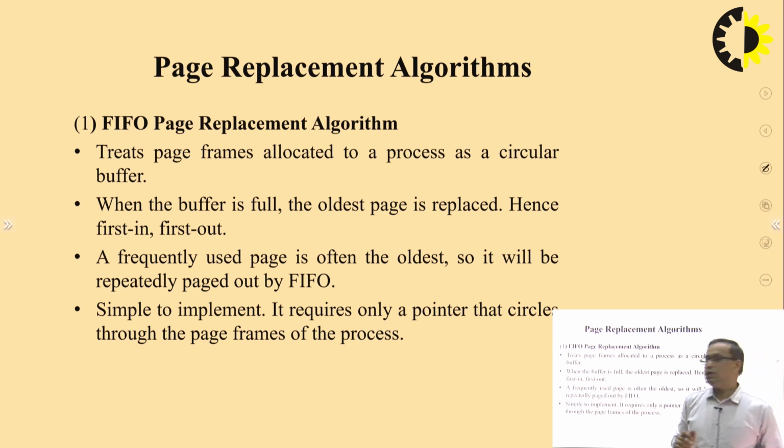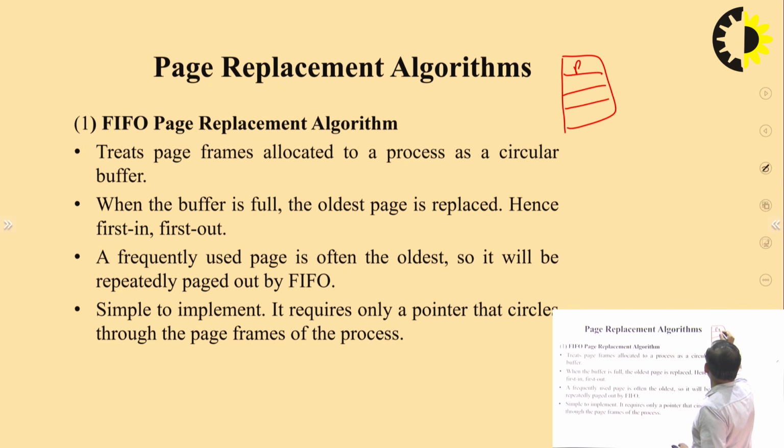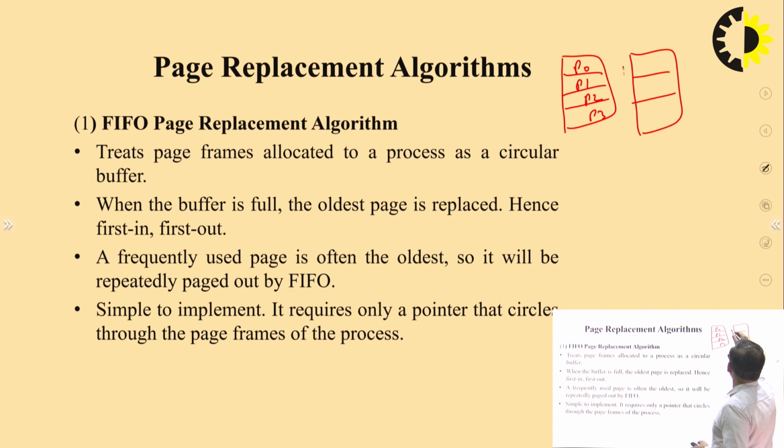Okay, next, the page replacement algorithm. Suppose we have a logical memory which has 4 pages, page 0, page 1, page 2, page 3, and we have a main memory with 3 frames, frame 0, frame 1, frame 2. Initially the CPU refers to page 0, so we load page 0 in main memory. Next the CPU refers to page 1, so we load page 1. Next the CPU refers to page 2, so we load page 2. At this situation our main memory is full. There is no free frame available in main memory.